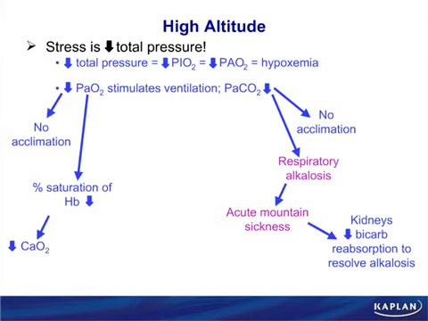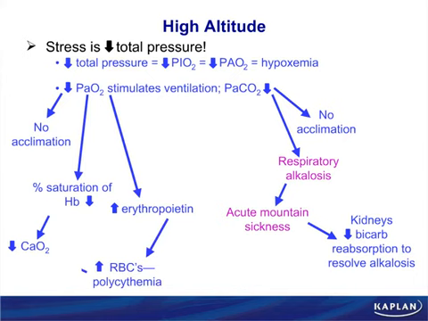I have low oxygen content because I can't fill my truck up. So what am I going to do? Increase the number of trucks. High altitude will stimulate the production of erythropoietin to increase the number of red blood cells to try to alleviate my low oxygen content. I can't fill the trucks with more oxygen because that's my problem.